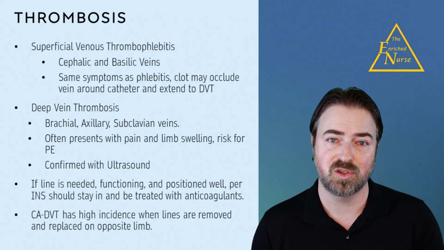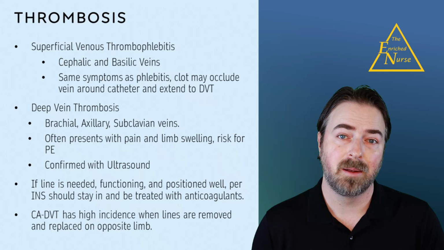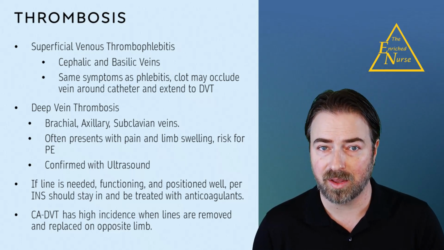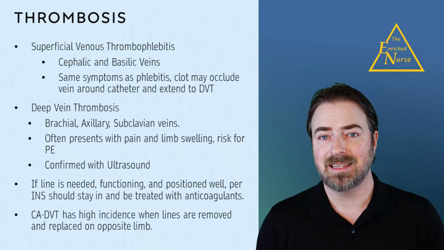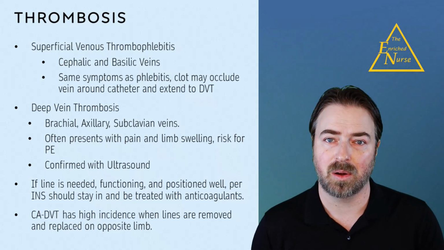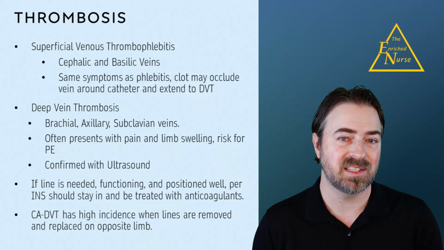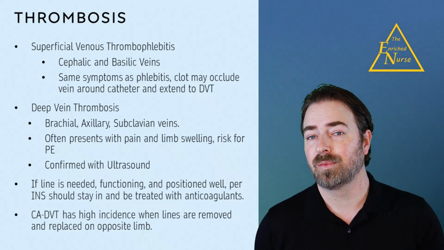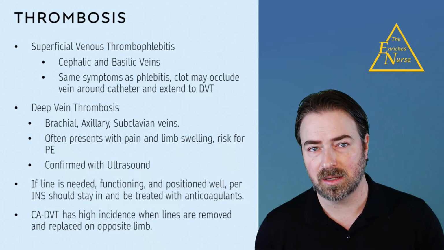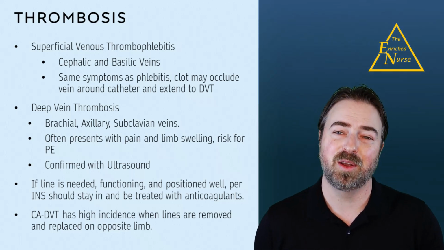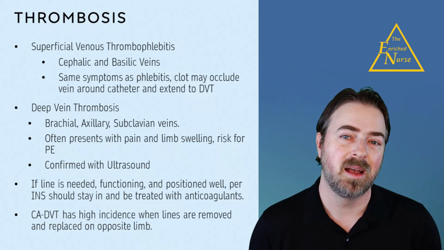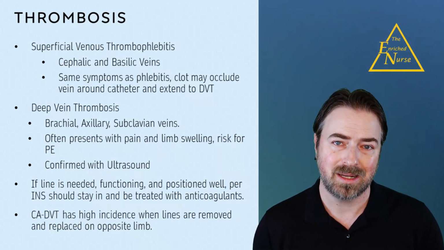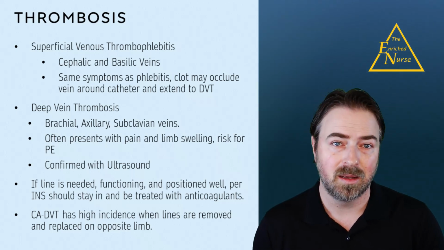Thrombosis, or catheter-associated deep vein thrombosis, occurs when a blood clot forms near the insertion site or around the catheter in the vein. Technically, upper arm DVTs occur in the brachial, axillary, and subclavian veins, but a superficial venous thrombosis can occur in the cephalic or basilic veins, and they are also problematic. They're just not considered DVTs. These veins feed into the axillary and subclavian, so thrombosis could extend from them to a deeper vein.